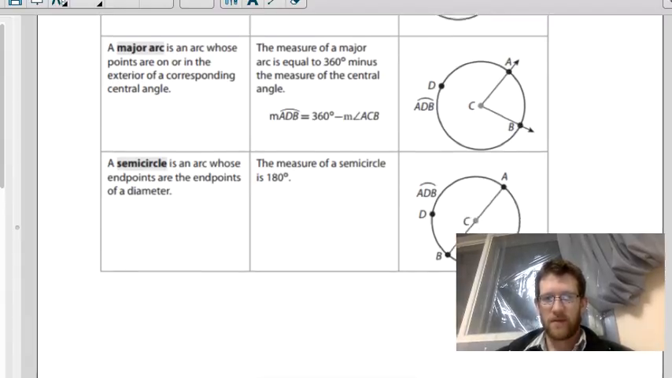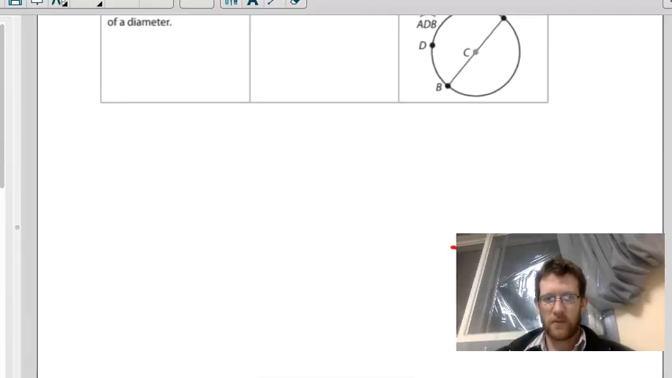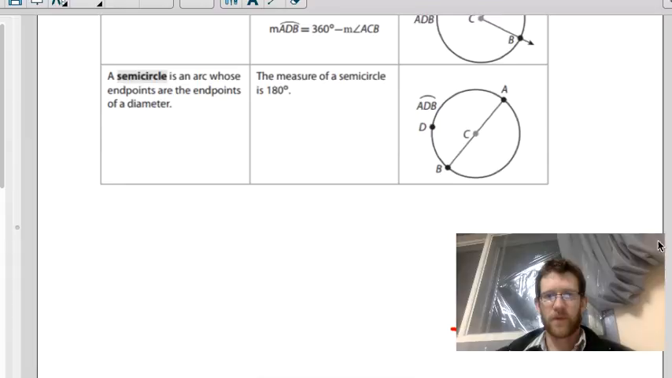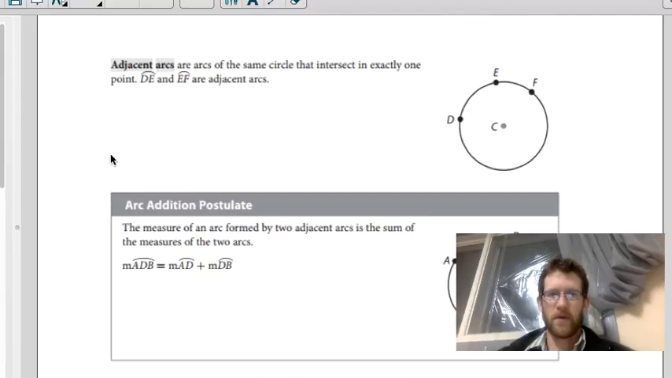If it's 180 degrees, that's just a semicircle. It goes halfway across there.